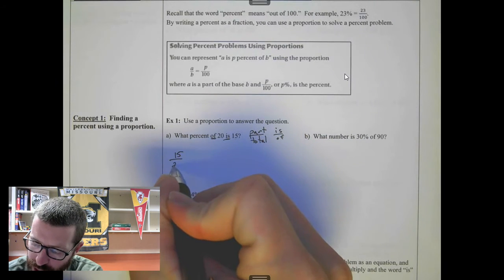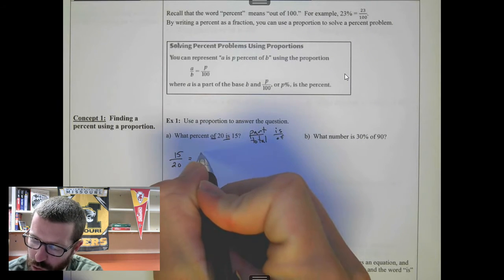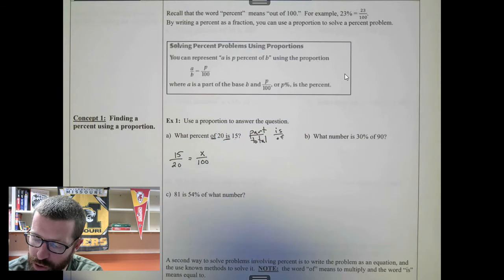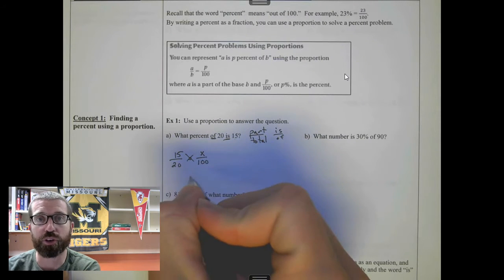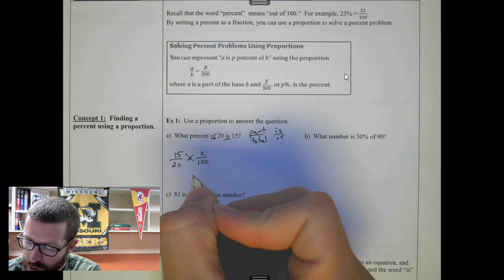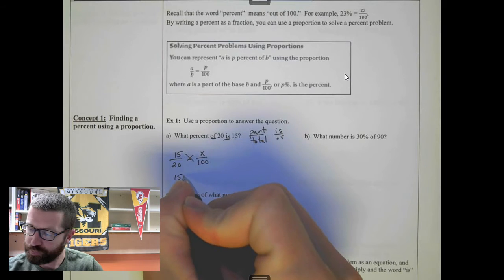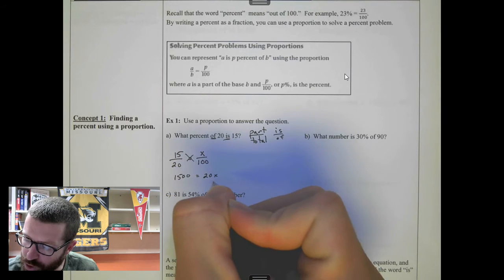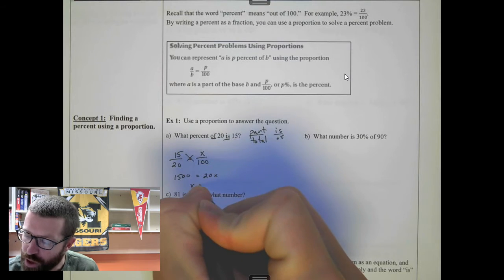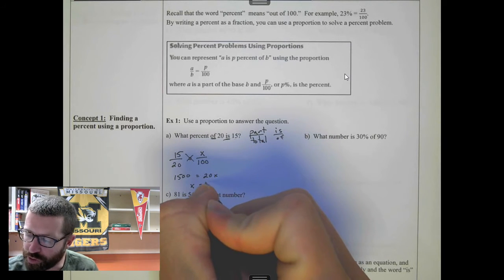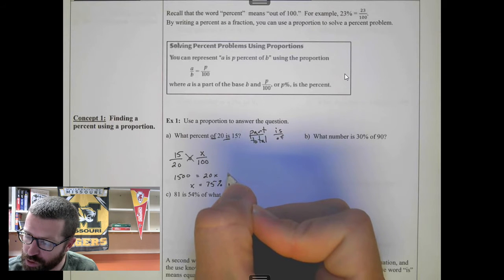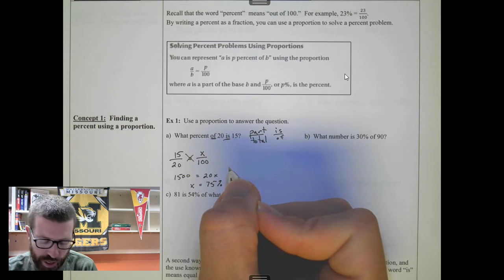So the part is 15. The total is 20. The percent part, I don't know, and the total is 100. And then we can cross multiply and solve. So we get 1,500 is equal to 20x, and then x is equal to 75. And so that is 75%.